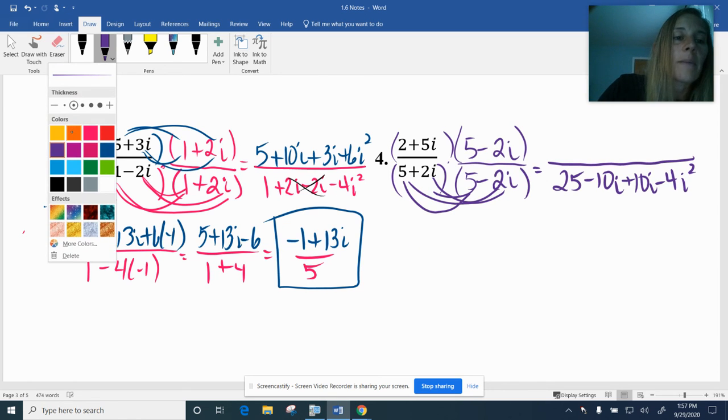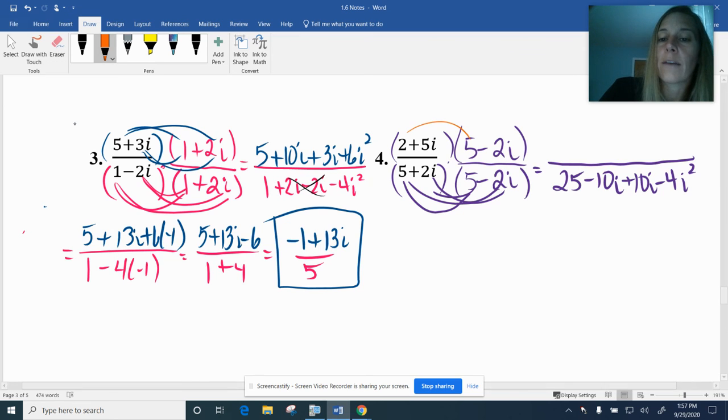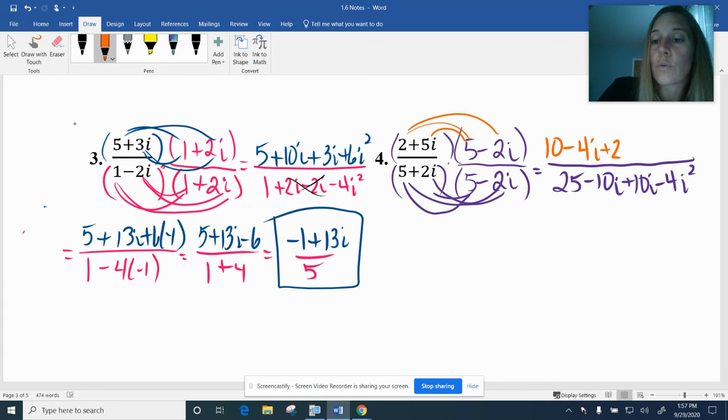Then on the top, we have 10 minus 4i plus 25i minus 10i squared. Be careful with those squares. Don't miss them.